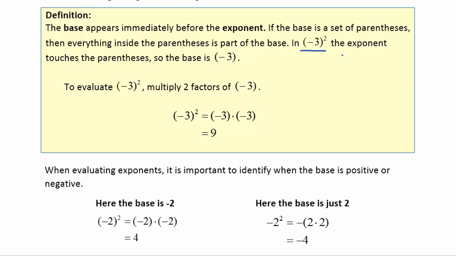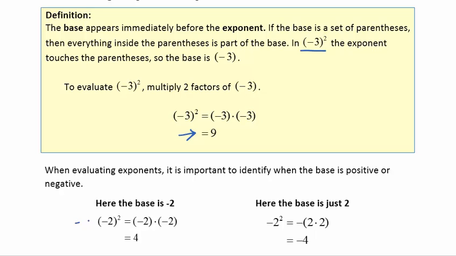If the exponent touches the parentheses, our base is that whole thing, that negative 3. So to evaluate this, we're going to multiply two factors of negative 3. So we're going to get negative 3 times negative 3, which is going to give us a positive 9. Remember, when we multiply and they have the same signs, we end up with a positive answer. We need to be careful here, though. When evaluating exponents, it's very important to identify whether the base is positive or negative.